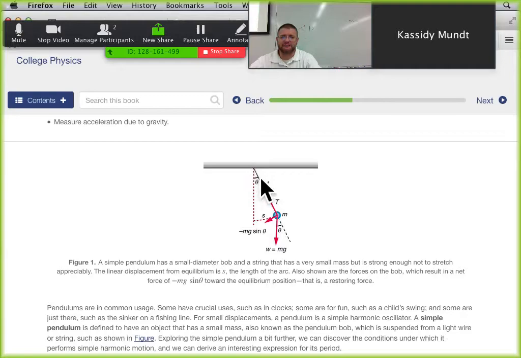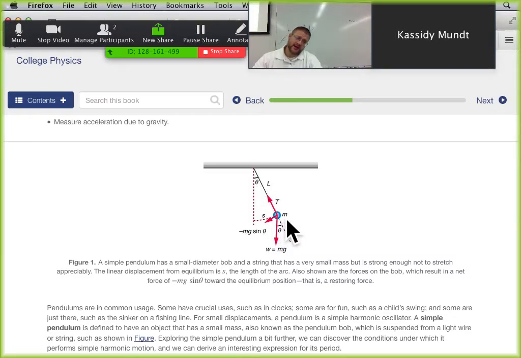So we got a long massless string from our physics store. We got this ball on the end. Now the ball needs to be fairly small. Best if it's a sphere. But the most important part about all this is that the mass of the ball must be large compared to the mass of the string, so that the mass of the string is just negligible.